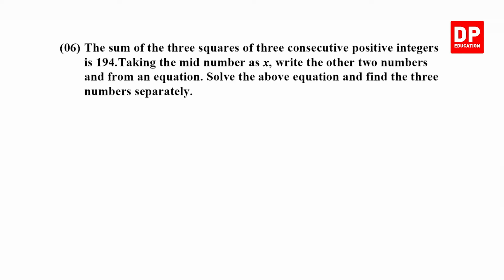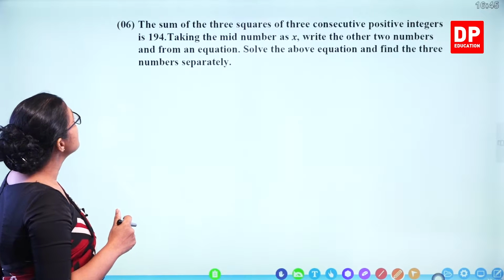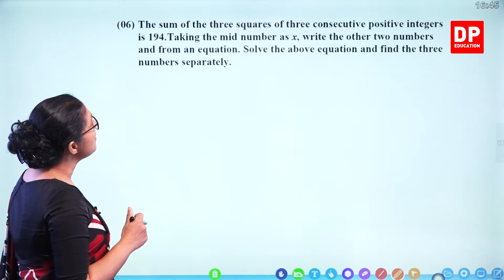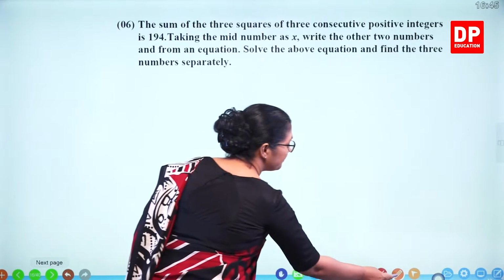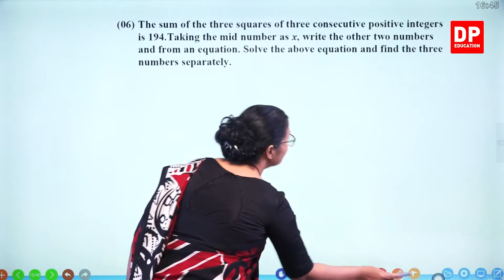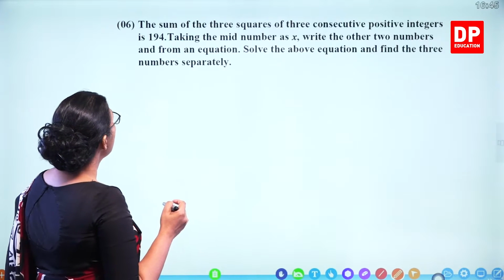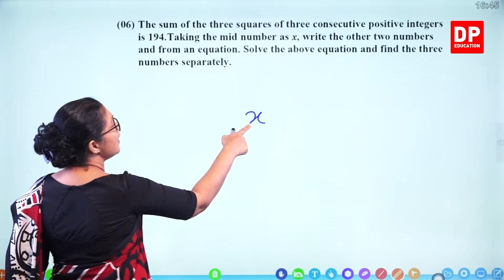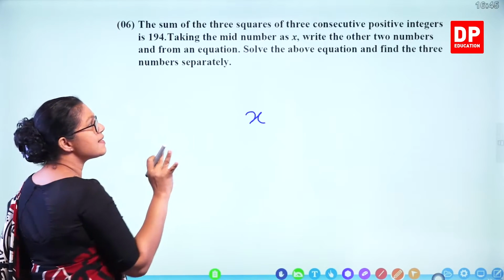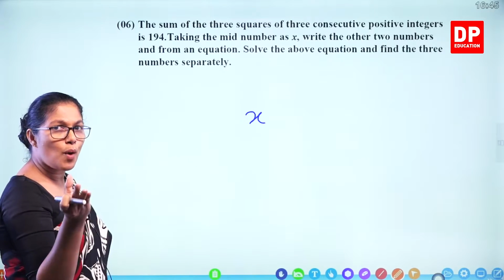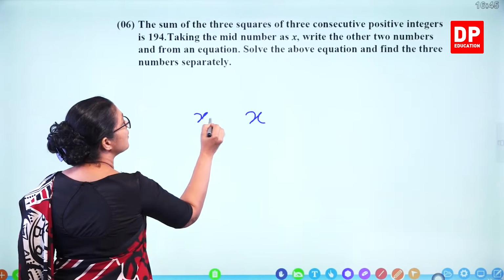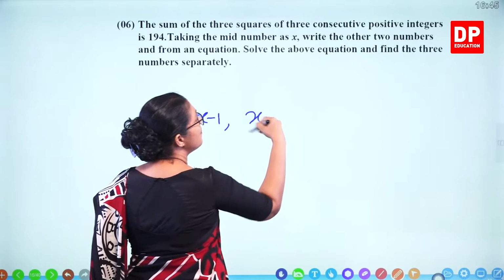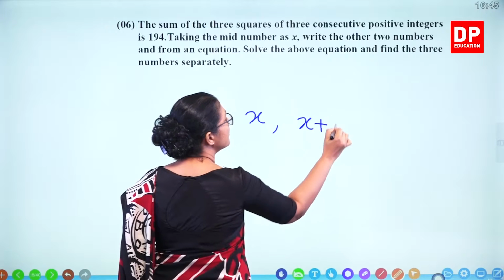Now we'll do 6th question. The sum of the squares of 3 consecutive positive integers is 194. Taking the mid number as x, write the other 2 numbers and form an equation. So here x, what's the previous number? Consecutive numbers means the difference is 1. So x minus 1. And the next number, you are adding 1.